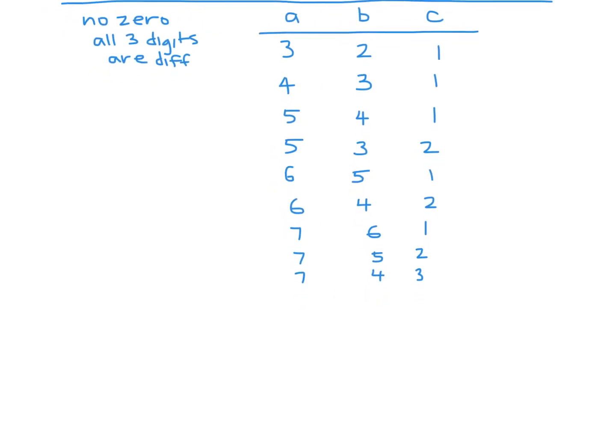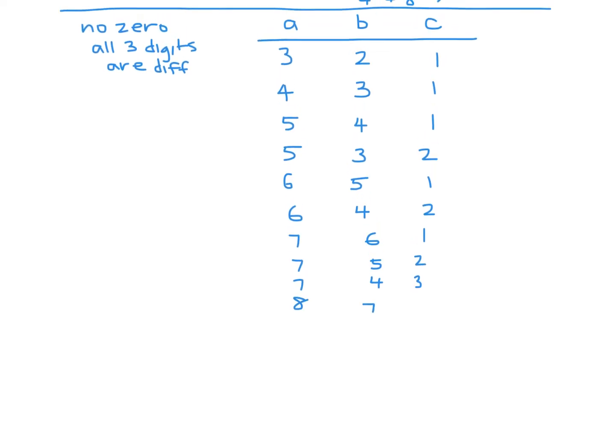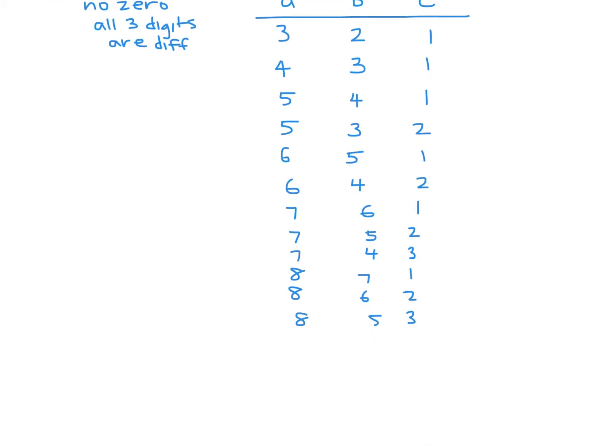Let's see here. I think 8 would give me 7, 1. 8 would give me 6, 2, and also 5 and 3. And I think with 9, I can get 8, 1, 7, 2, 6, 3, and one final one, 5, 4. Now, how many do we have? 1, 2, 3, 4, 5, 6, 7, 8, 9, 10, 11, 12, 13, 14, 15, 16. So 16 of these. But here's the thing.